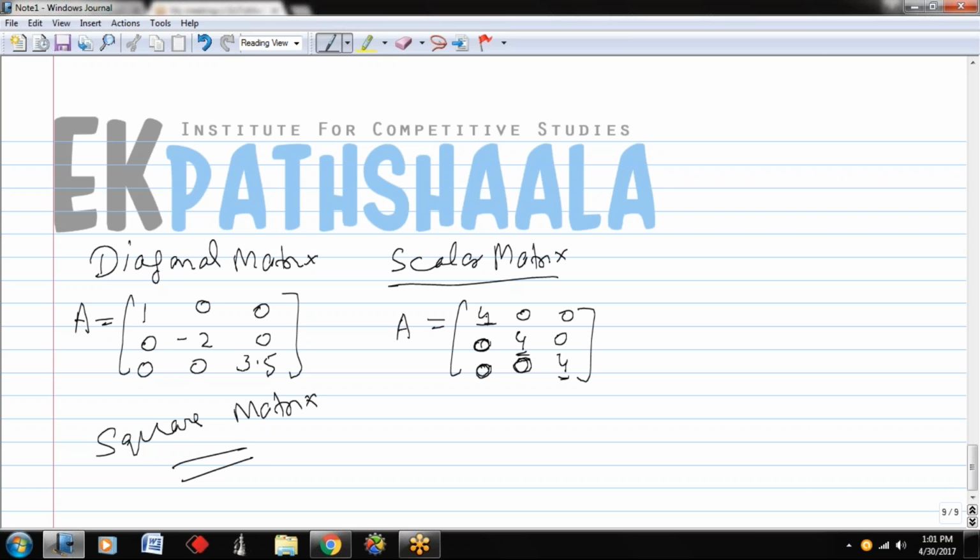So write down: a scalar matrix is a diagonal matrix in which the diagonal has the same element with the same sign. Okay, then I'll run one more example for this: minus 2.